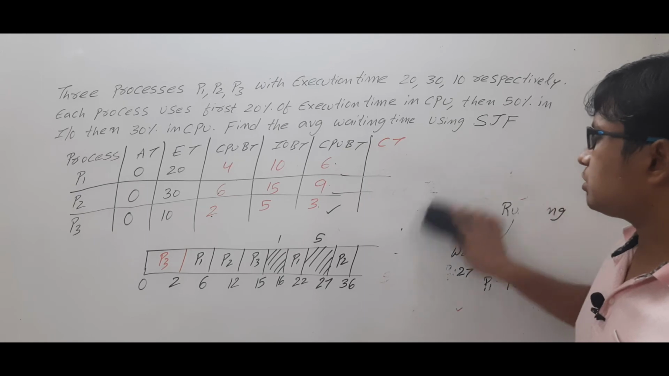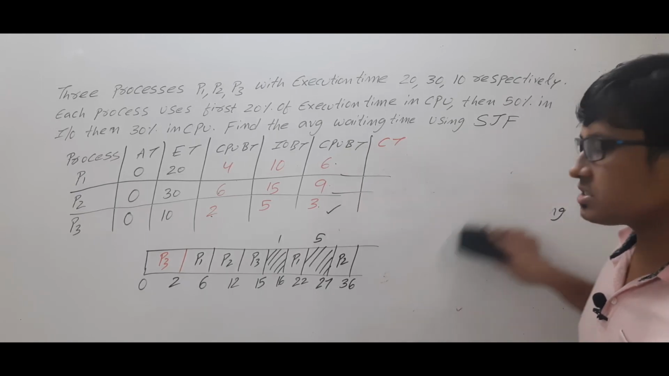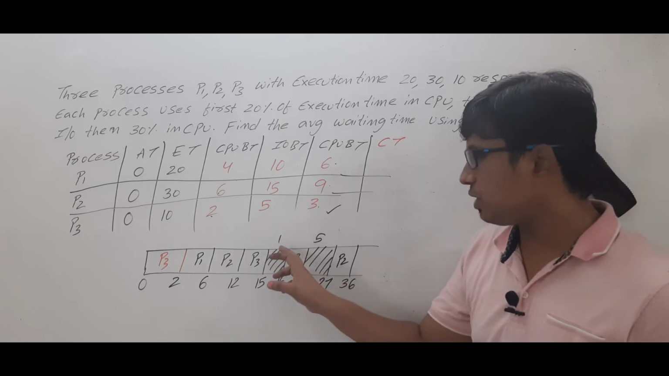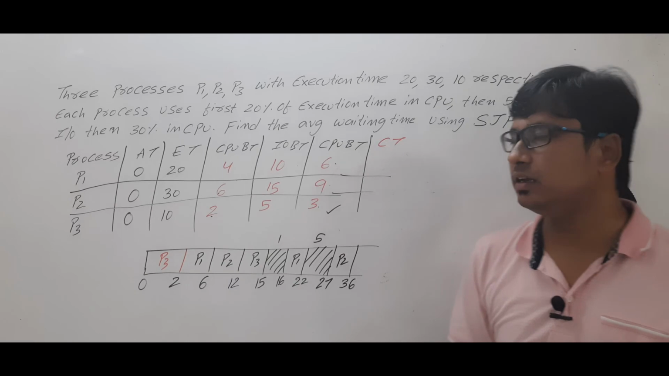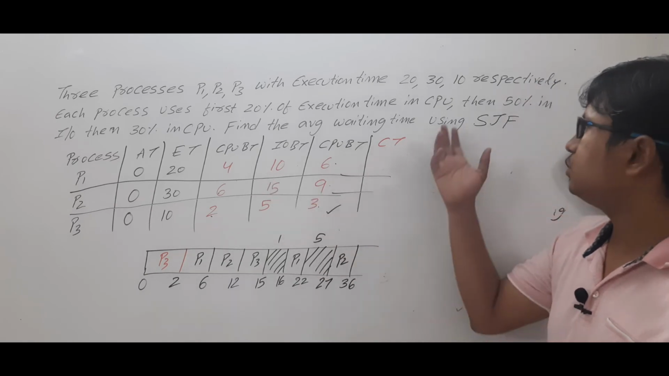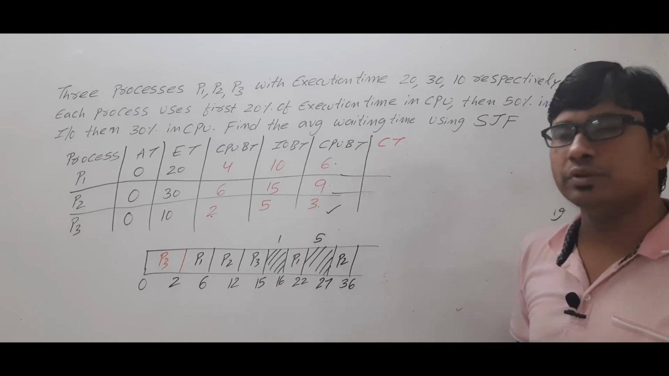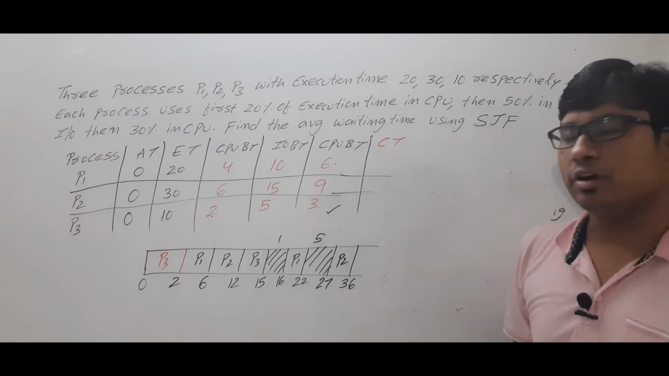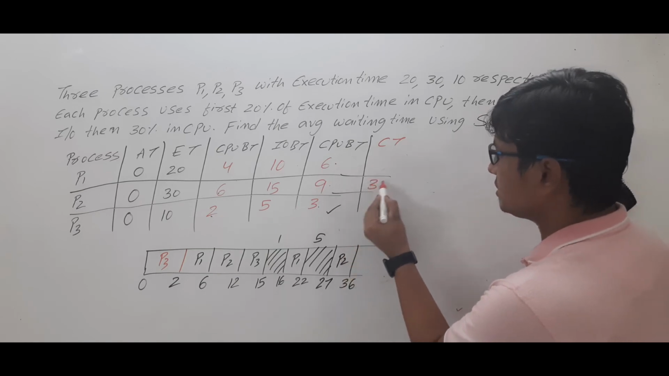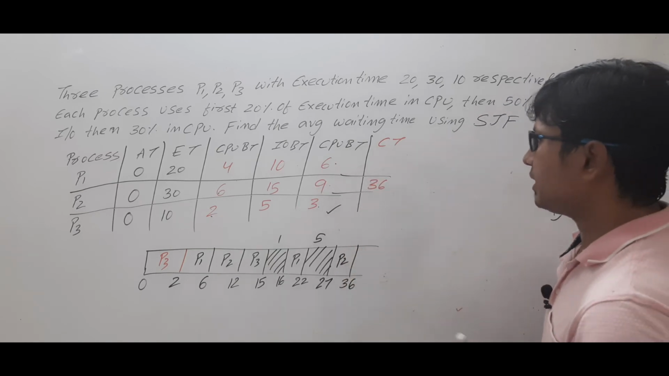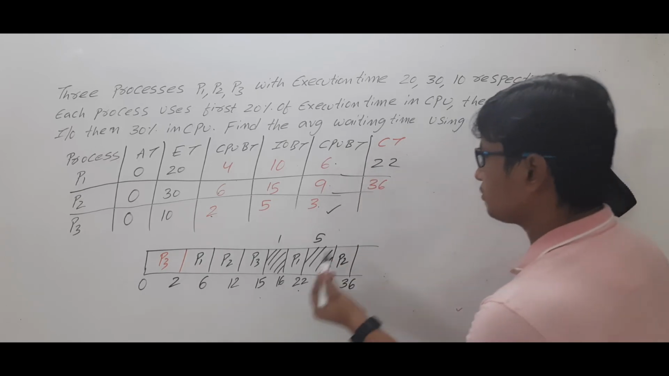Sometimes they may ask you how many units of time the CPU is idle. If they ask, you have to compute 1 plus 5, so 6 units of time the CPU is idle to execute these processes using the shortest job first scheduling algorithm. Now we need to compute the completion time of each process. Completion time of process P2 is 36, process P1 is 22, process P3 is 15.